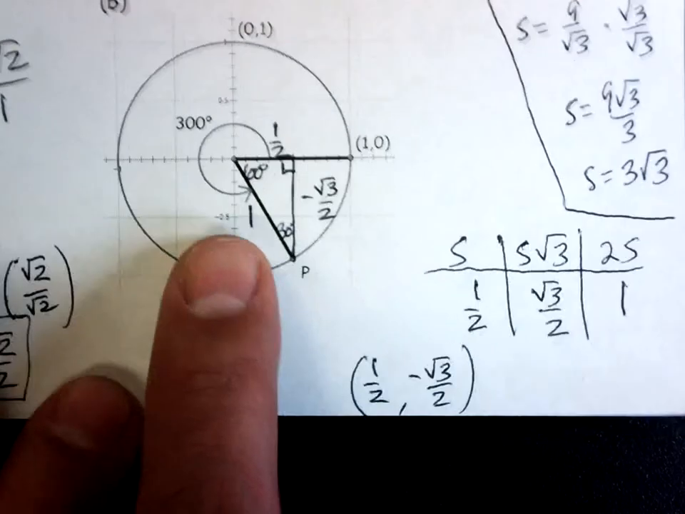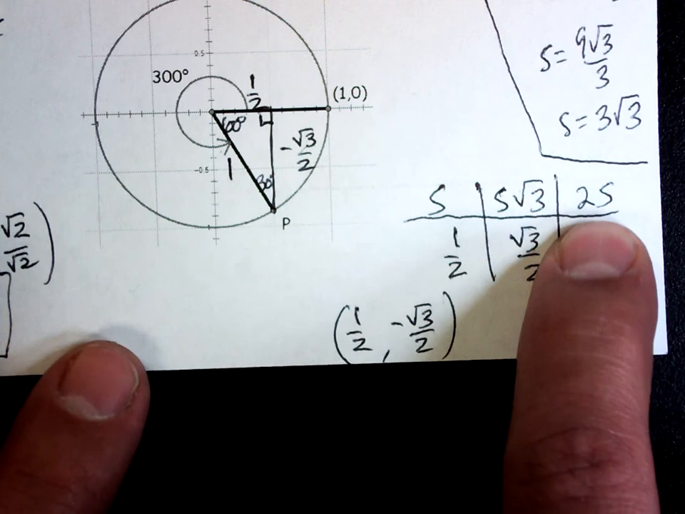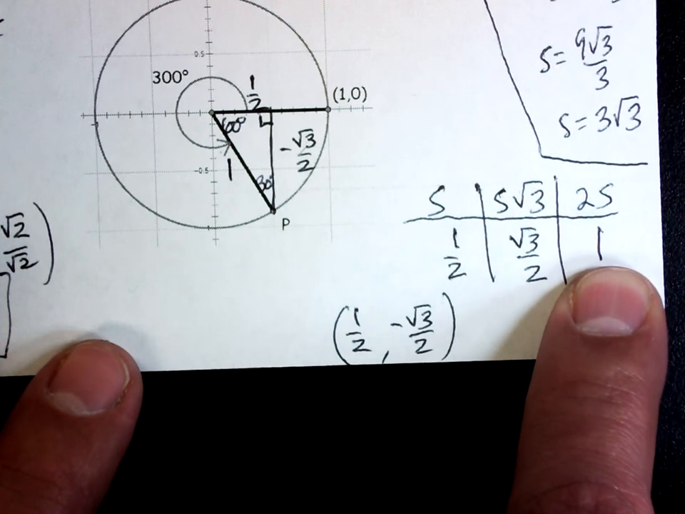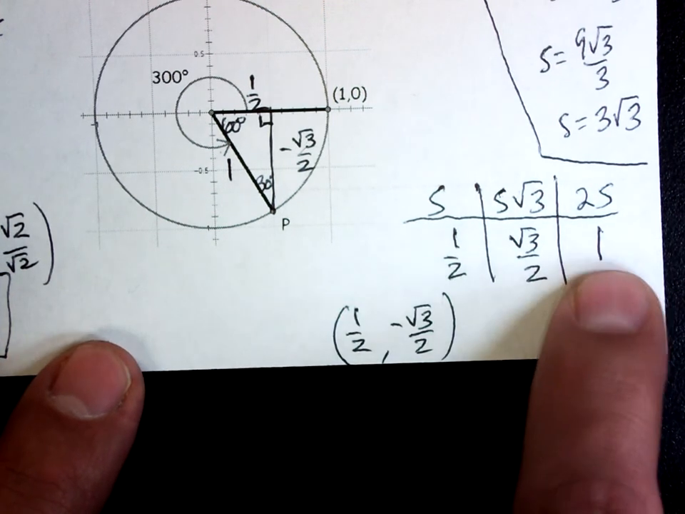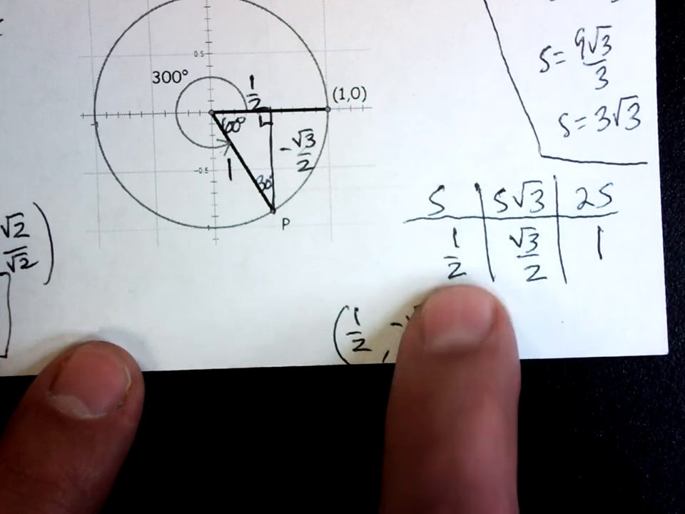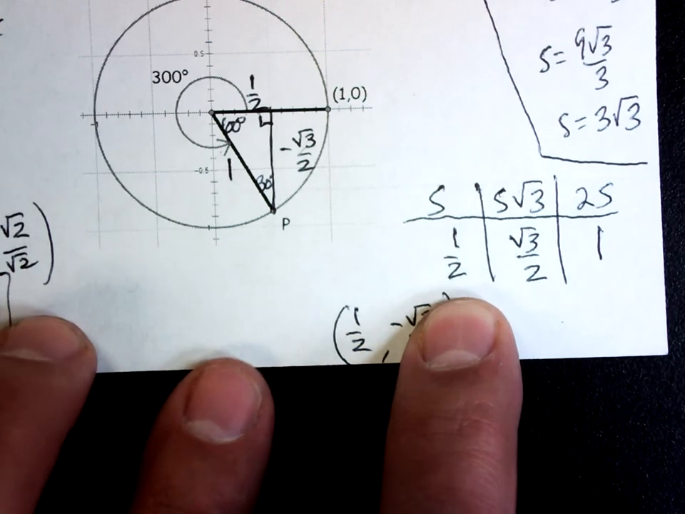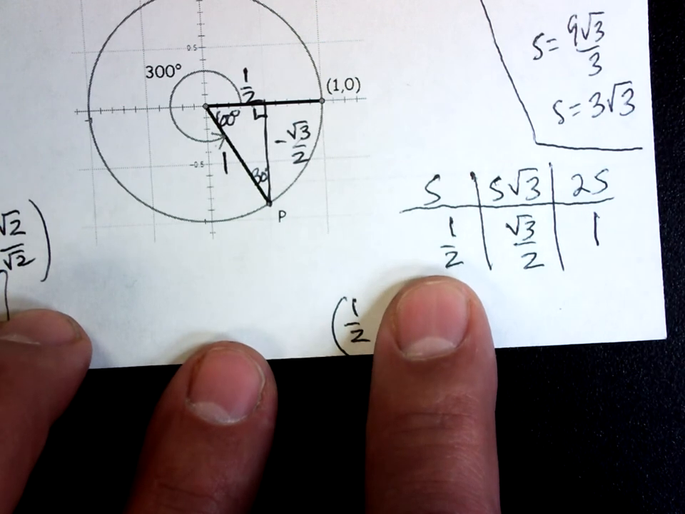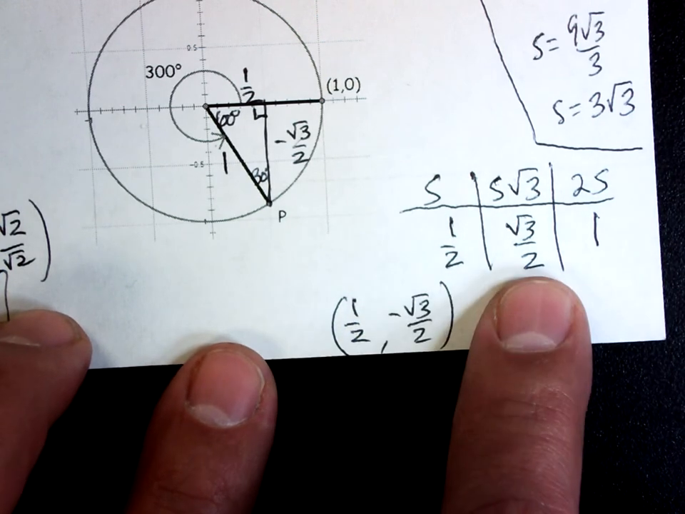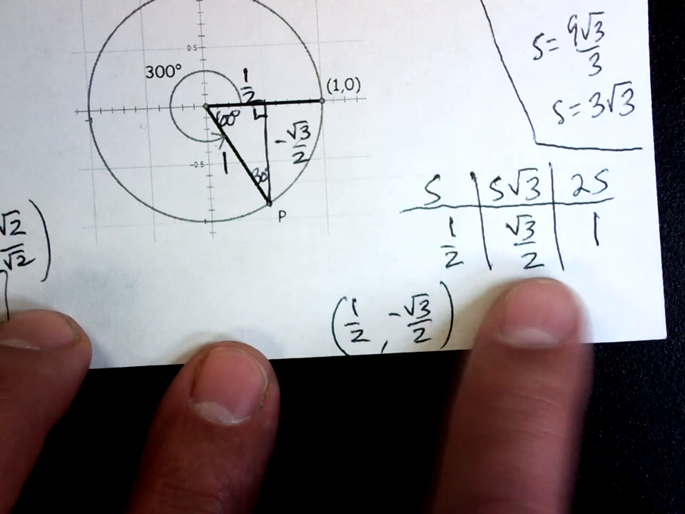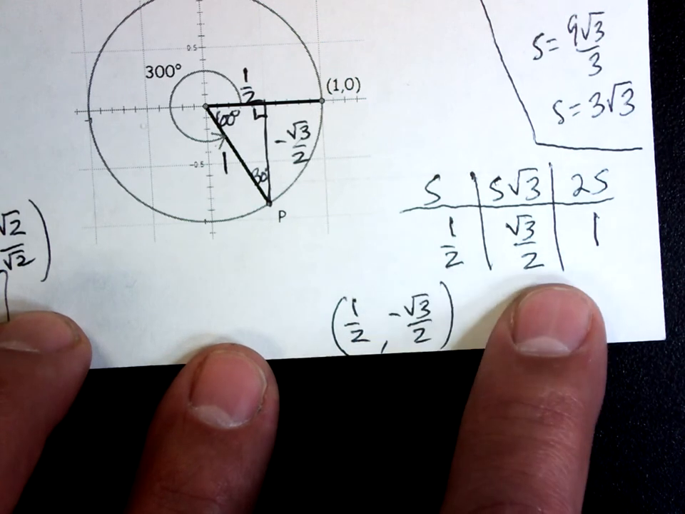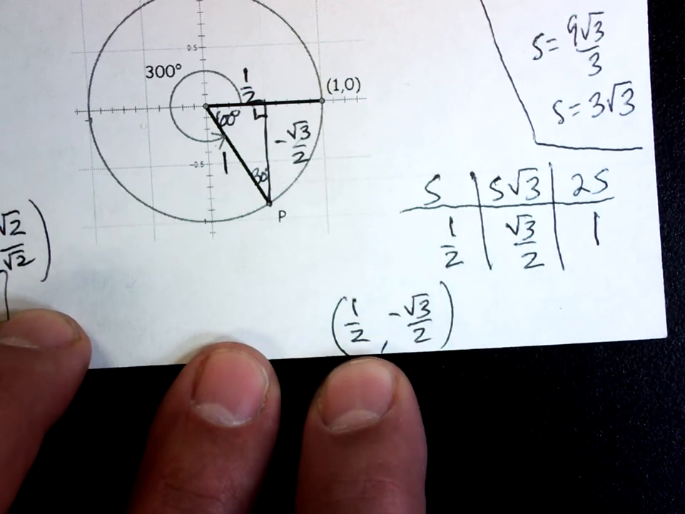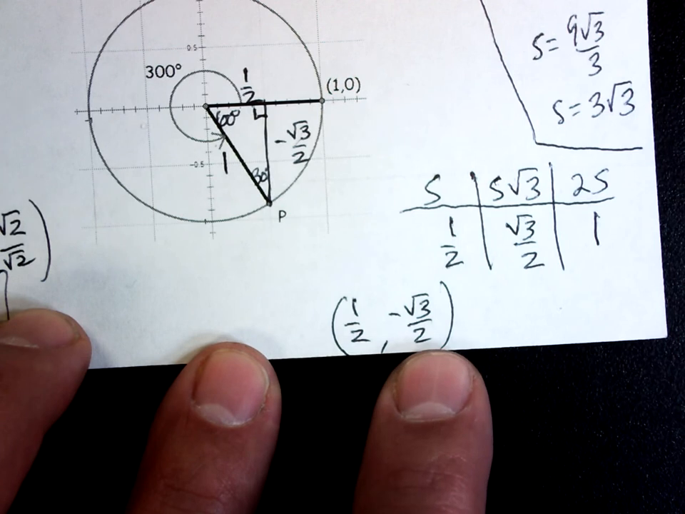So I come over here and I let 2s be equal to 1. Well, if I divide this by 2, then my short side must be equal to 1/2. And then to get the long side, you just take your short side, multiply it by √3. So this is my short side, this is my long side. The coordinates of the point are 1/2 and negative √3/2.